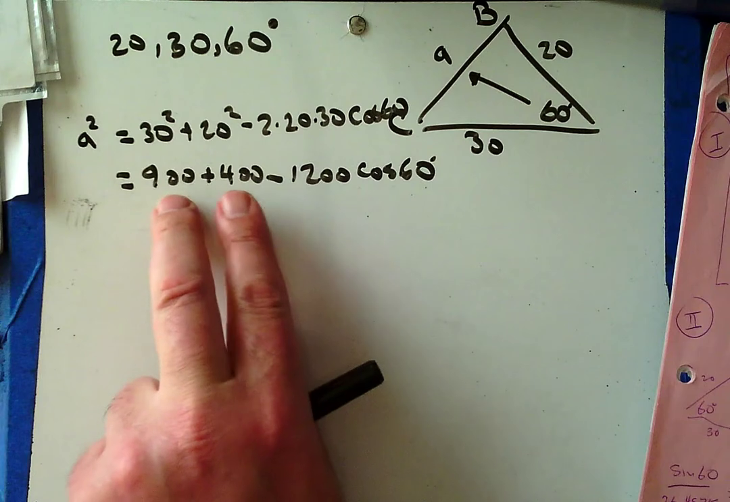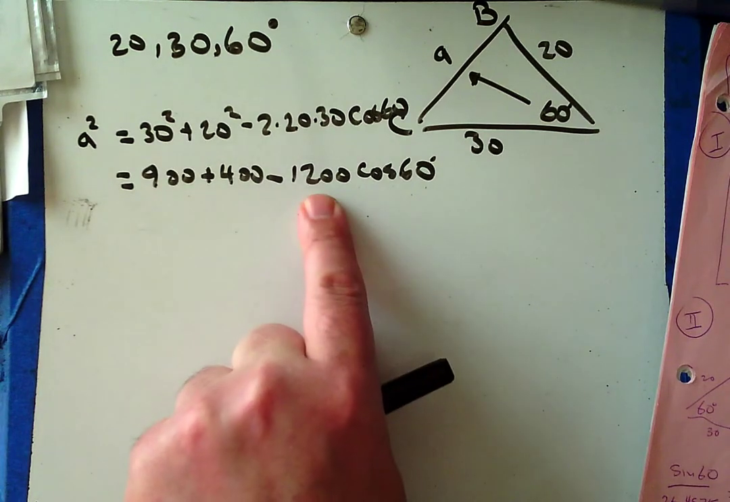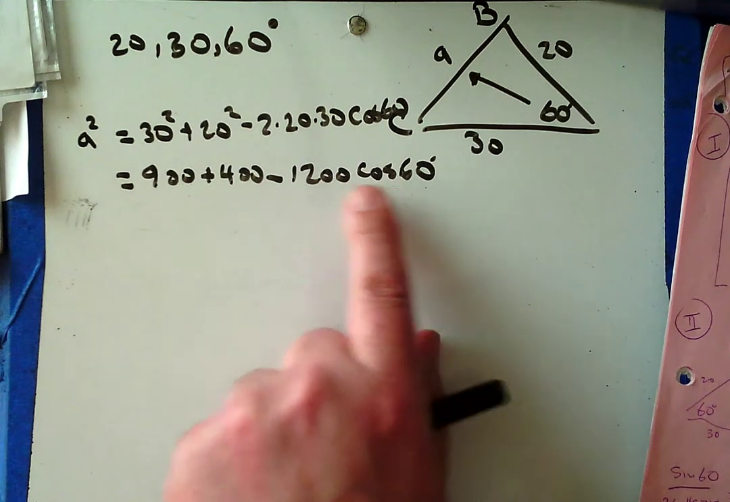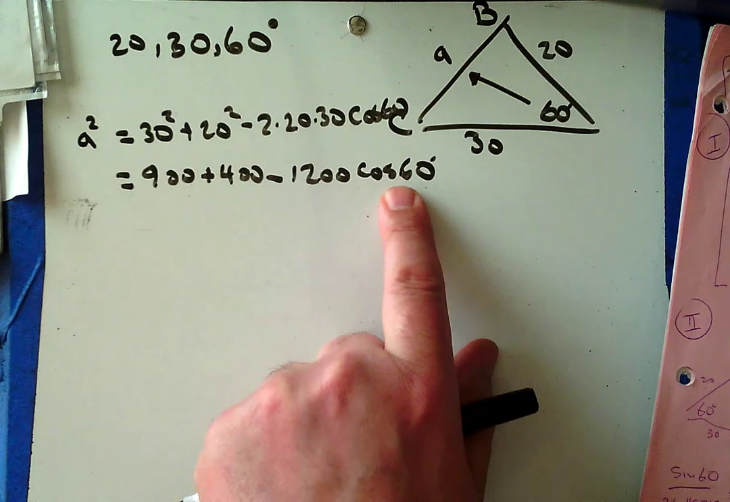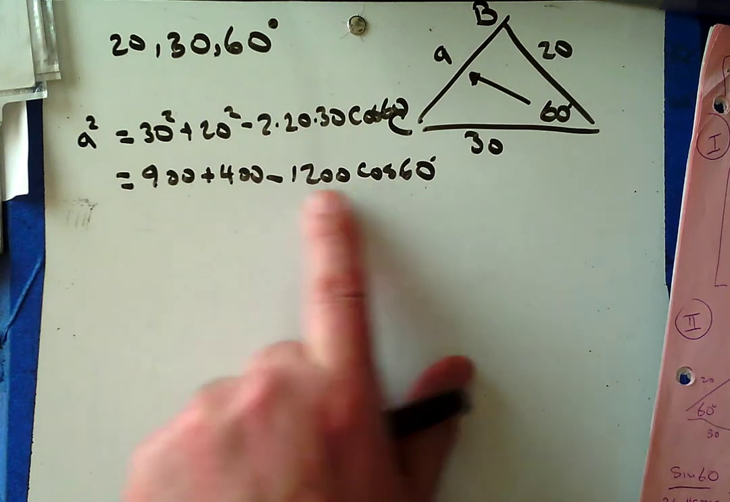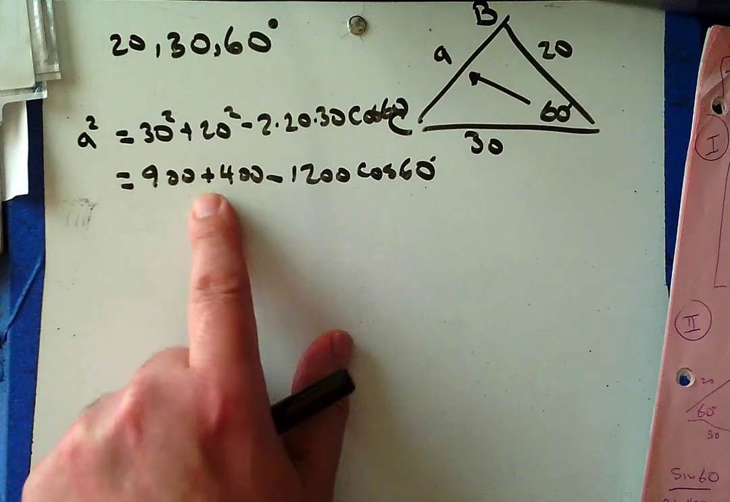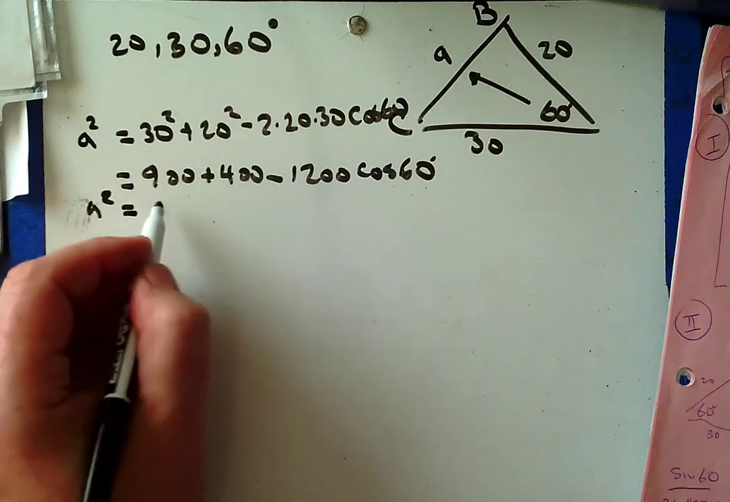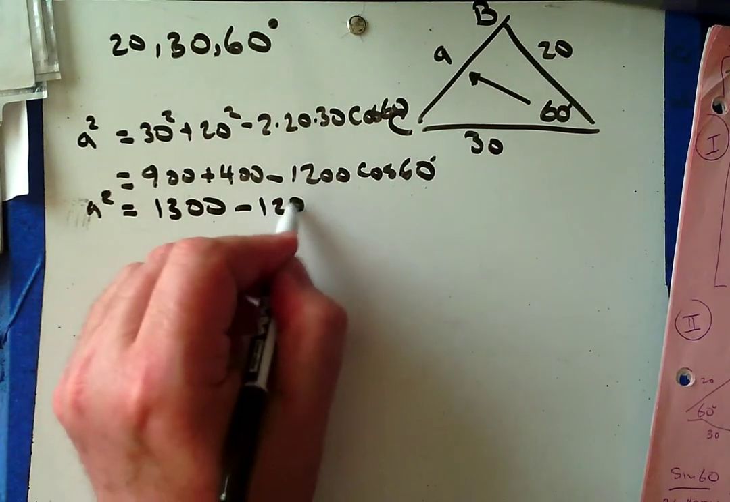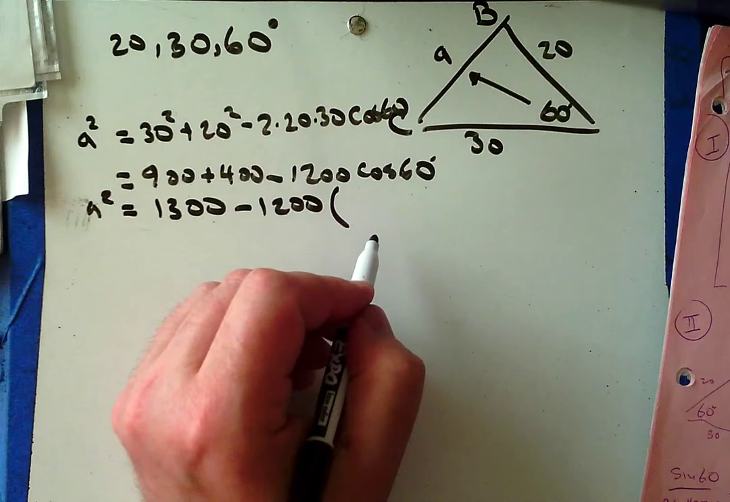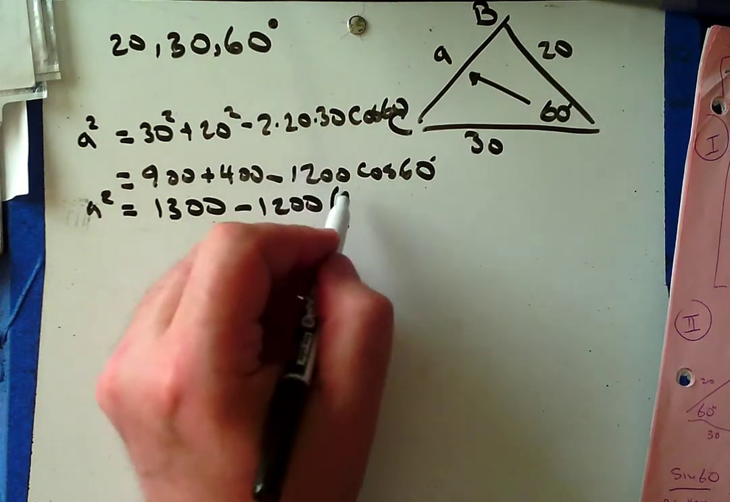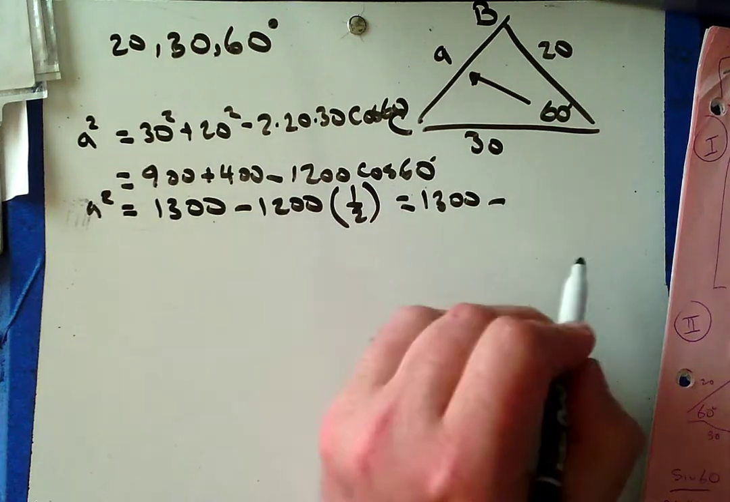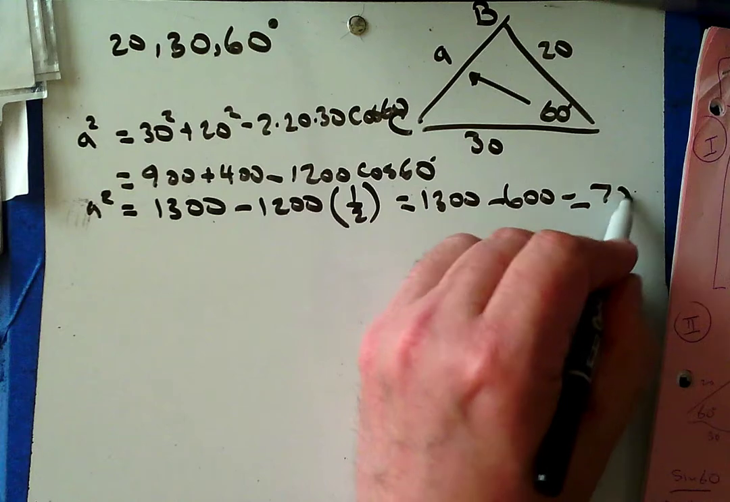People sometimes do 1300 minus 1200 is 100 times cosine of 60, and that's very much pool noodle. This is attached to that, and PEMDAS says we've got to do that multiplication before we can do any adding and subtracting. So I will say that a squared is 1300 minus 1200, and we know the cosine of 60, or we could look something like that up on our calculator. That's 1/2, and so we end up with 1300 minus 600, or 700.